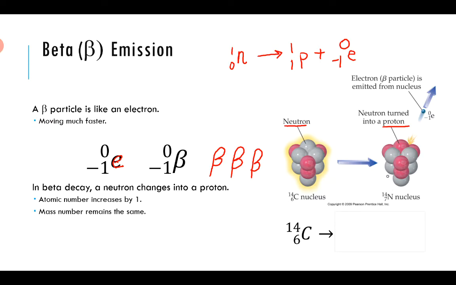Let's write an equation for this beta emission. If carbon-14 emits a beta particle, then it's emitting something with a mass number of 0, a -1 for the atomic number, and a beta symbol. These two numbers have to add up to 14 to match that, and these two numbers have to add up to 6, so this has to be a 7. And then on the periodic table, nitrogen is what has an atomic number 7.